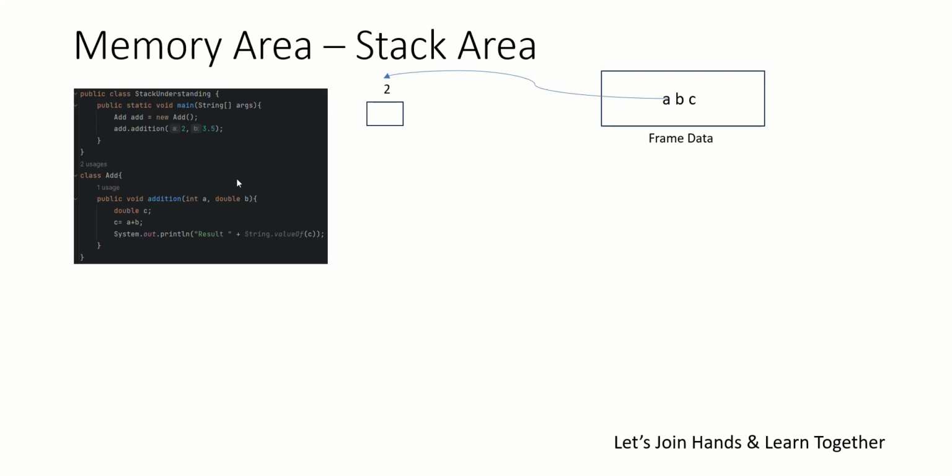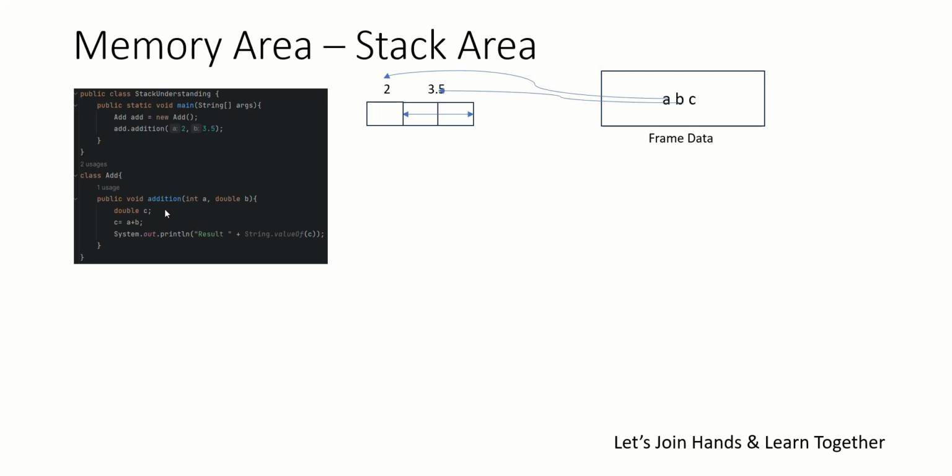The next parameter we are passing is b, which is 3.5, correct? The data type of b is double, a decimal point number, so it will take 8 bytes of memory. In the local variable array it has to take the next two entries, since each entry takes 4 bytes. So it takes 2 entries, which is 8 bytes in memory. It holds the data 3.5, and this points to the b symbol present in the frame data. Then it will come to double c.